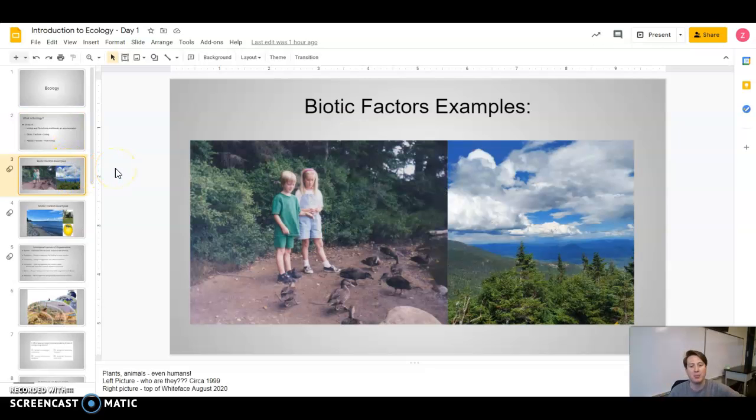Let's look at a few examples of biotic or living factors. Examples would be plants, animals, even humans. Do you recognize anybody in this photo circa 1999? What do you think? And then this picture on the right, I took on the top of Whiteface Mountain up near Lake Placid in August. And you can see the trees, right? They are biotic factors.